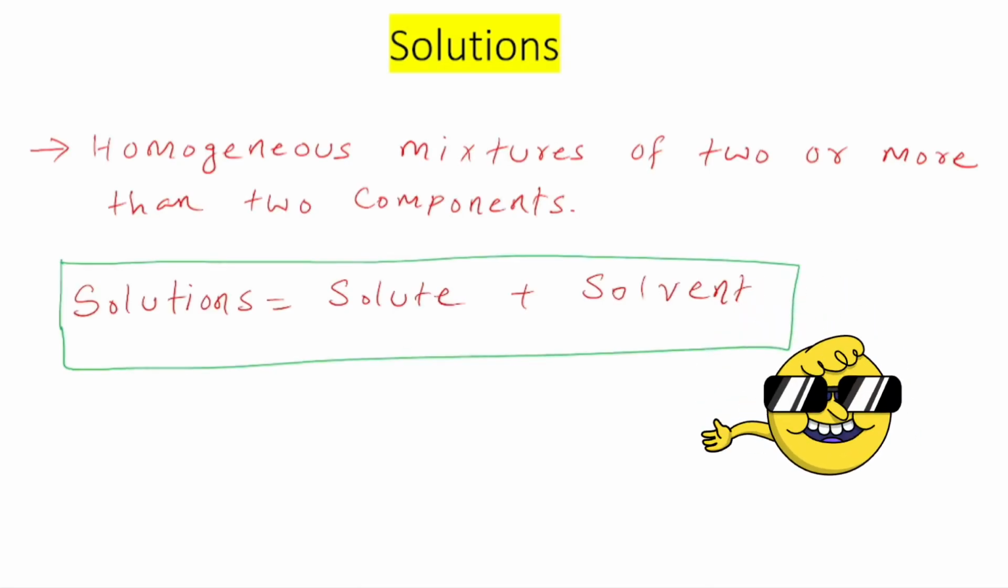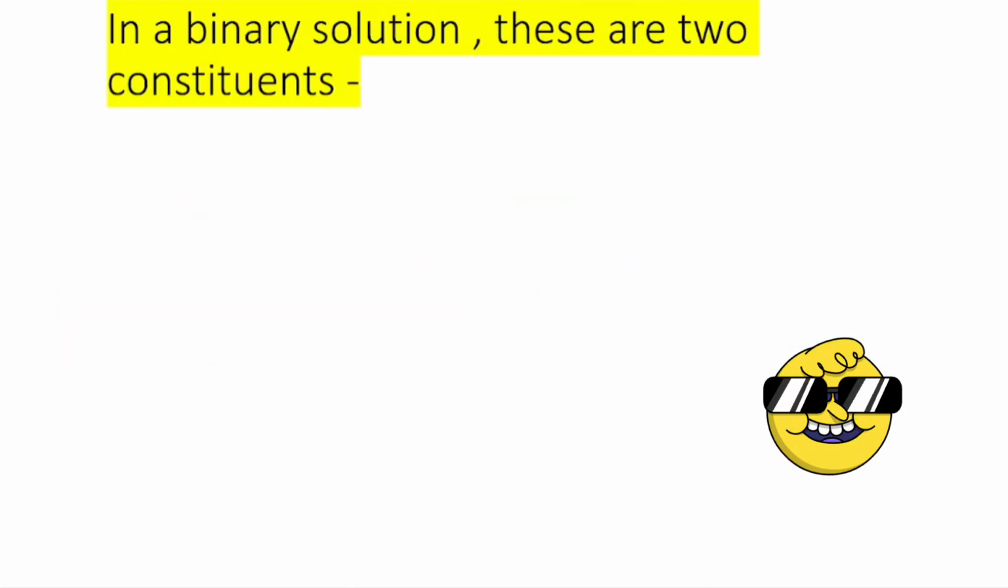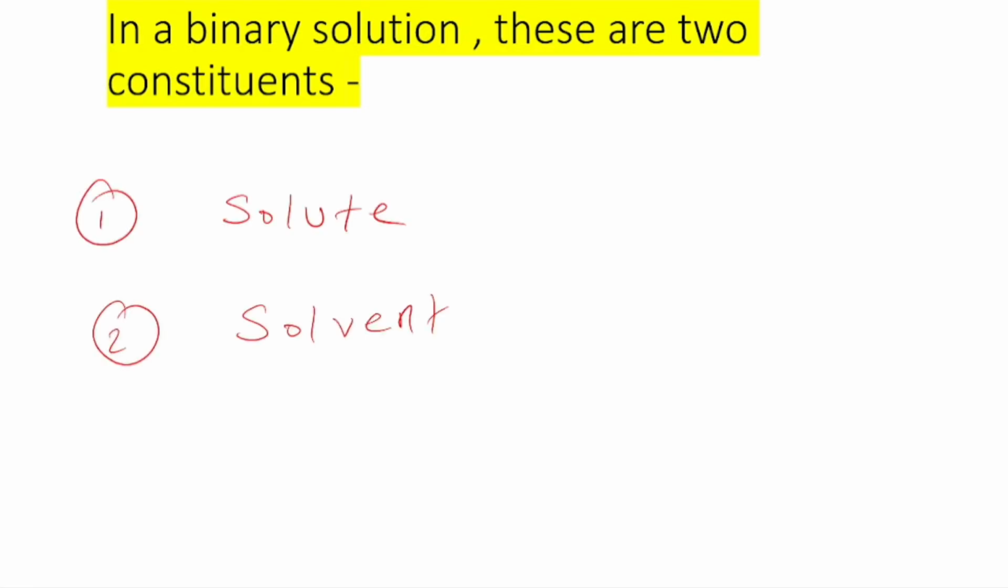So as you know, this chapter is the solution. So what is a solution? Solutions are just the homogeneous mixtures of two or more than two components, and these components may be solid, liquid, or in the gaseous state also. In the case of binary solutions, there are two constituents: one is the solute and the second is the solvent.